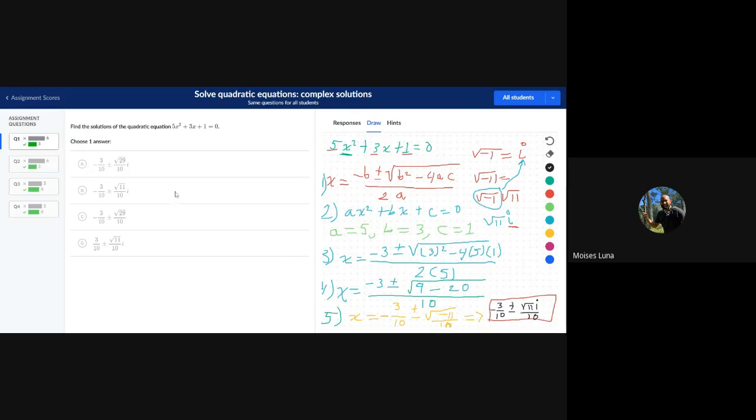In this case, you can check. Which one is it? Well, you have this one. Look, -3 over 10 plus or minus the square root of 11 over 10, i. And so here, this number, it would be correct to write it here or outside. That's totally fine. If you write it outside of the fraction, like they're writing it here, you can do that too. That's even better. Just don't write it inside the square root sign.